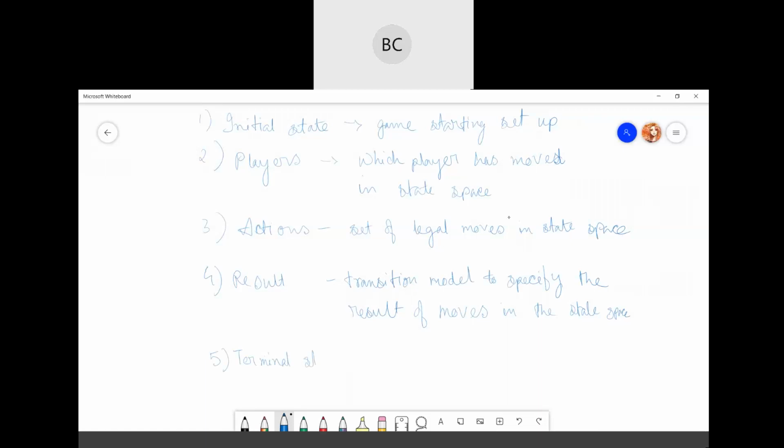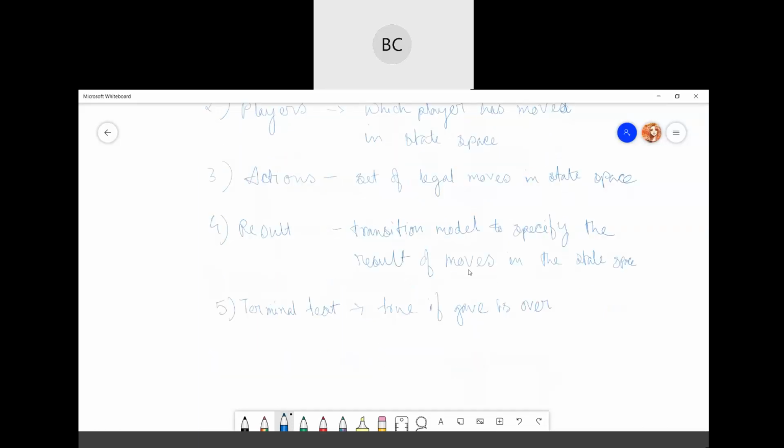Terminal state, you can think of it like your goal state. Okay, so it is the terminal test. It will basically return true if the game is over, else it will just provide false. Okay, so the state where the game ends is called your terminal state. Yeah, there is a terminal state as well. Game is over, otherwise false.